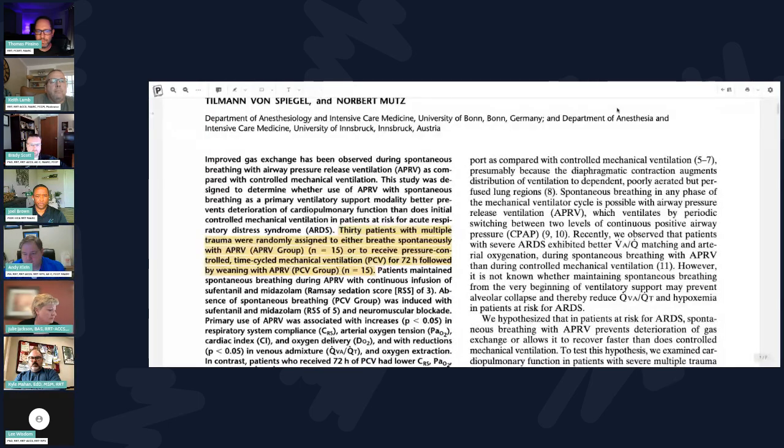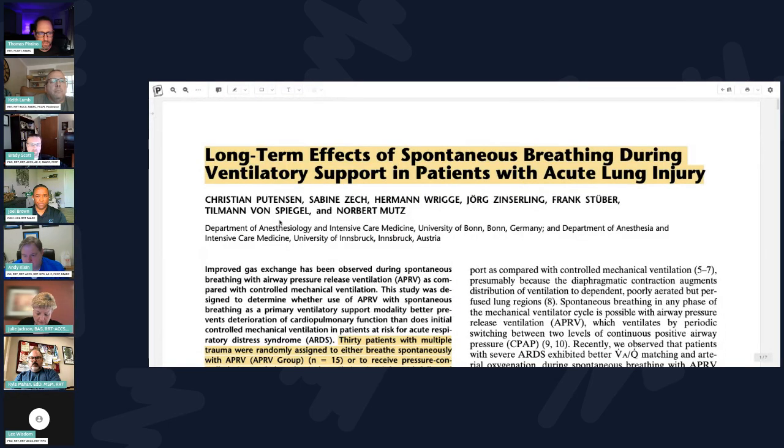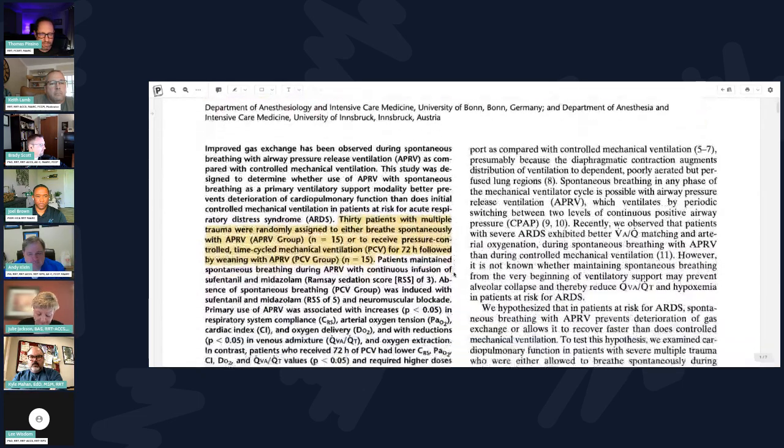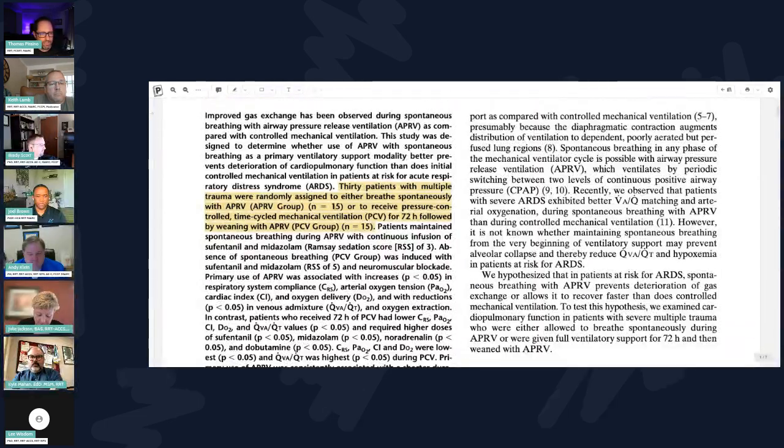All right. So this paper here is probably one of the most referenced papers when people say that APRV requires less sedation to use. This was a study in 30 patients with multiple trauma that were randomly assigned. Now, again, this doesn't necessarily mean it's a randomized controlled trial. This is important to understand: sometimes when people see the words randomly assigned, they think, oh, this is a randomized controlled trial.